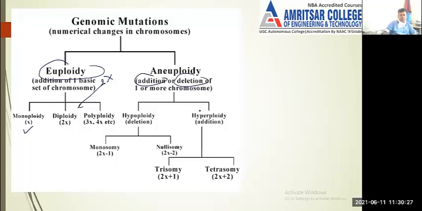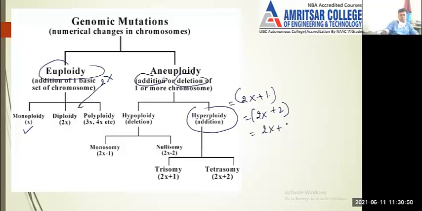If addition is there, suppose this is 2X. So there is one chromosome added. This will be written as 2X plus 1. Suppose there is a 2X and two chromosomes are added: 2X plus 2. So if 3 chromosomes are added, what will be written? 2X plus 3. Right? This is called as a hyper.